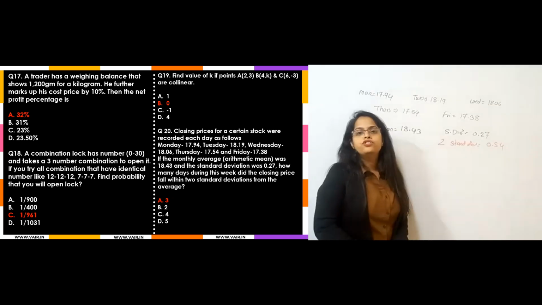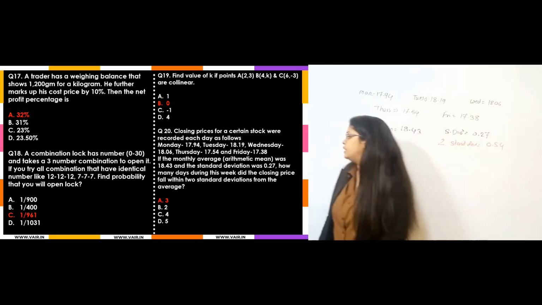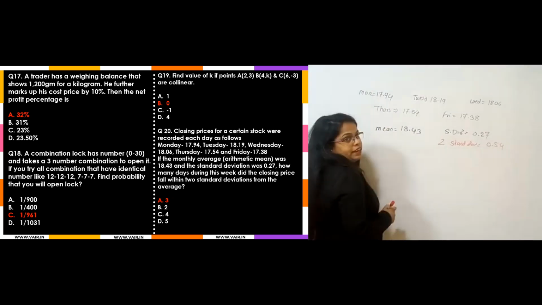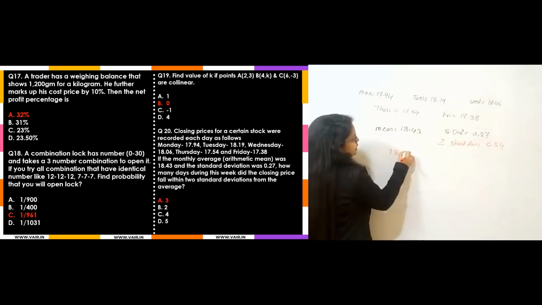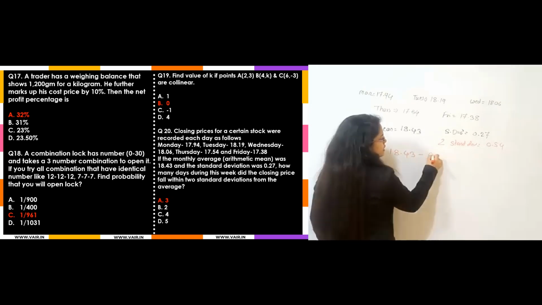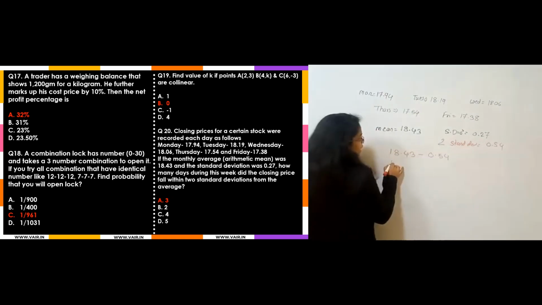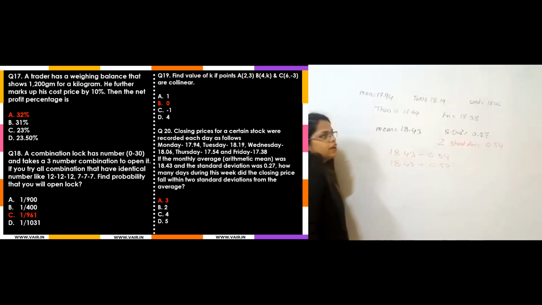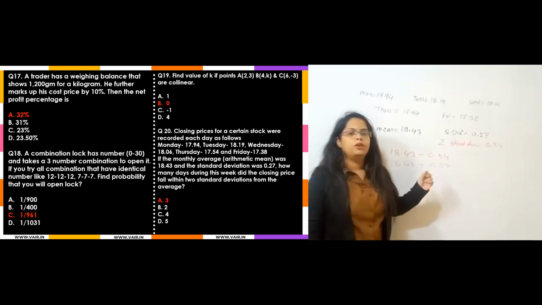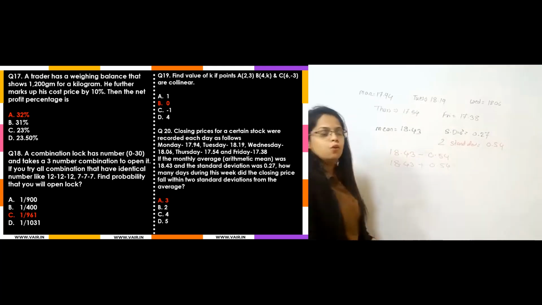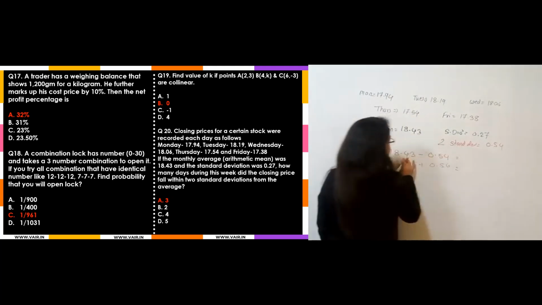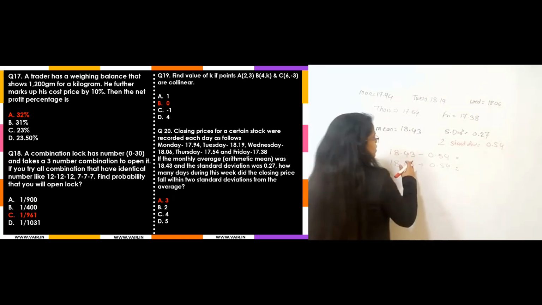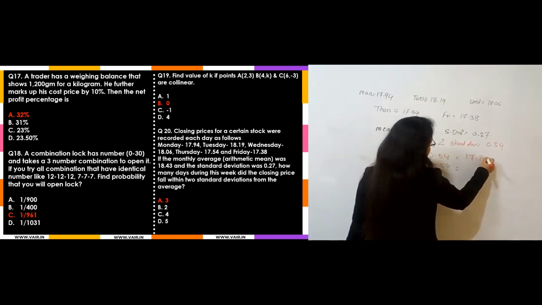So this value should be in between these, right? It should fall within the 2 standard deviations. That means what should those values be? It should fall between 18.43 minus 0.54 and 18.43 plus 0.54. These values should fall within, below and above these values. So what will it be? 18.43 minus 0.54 will be equal to 17.89.